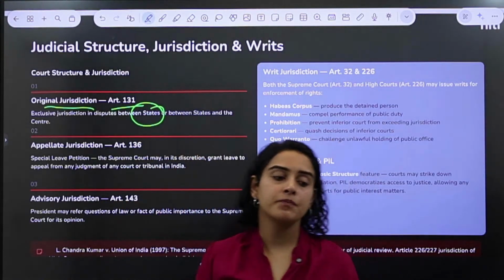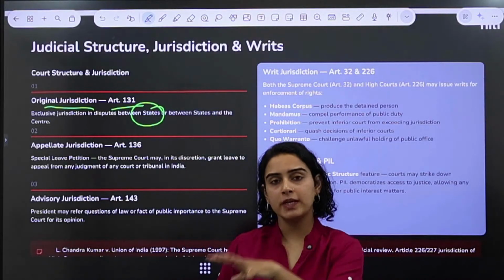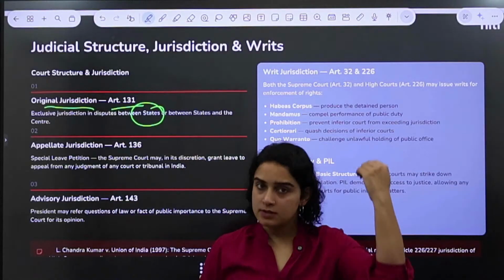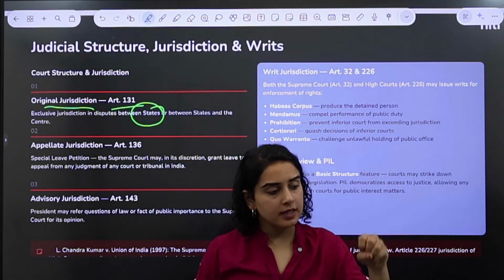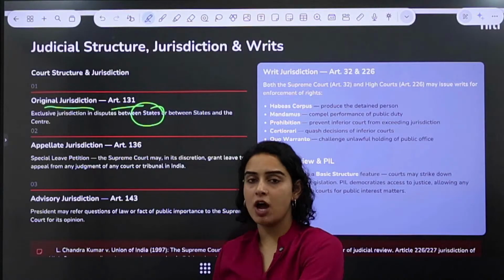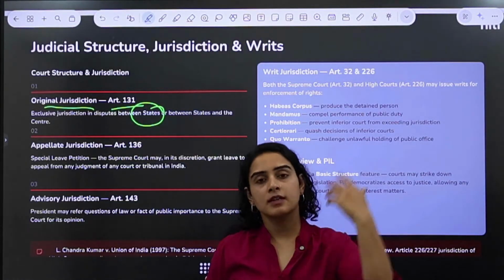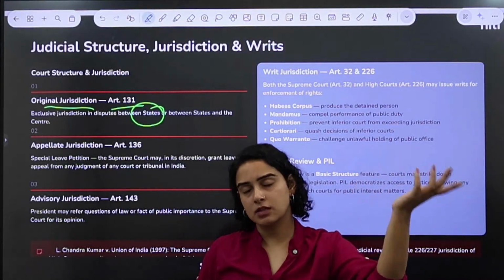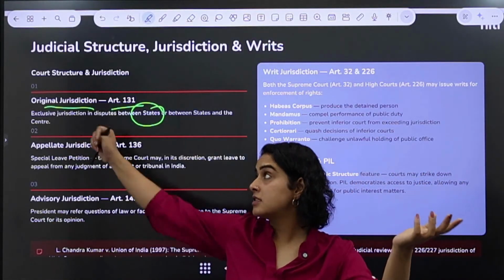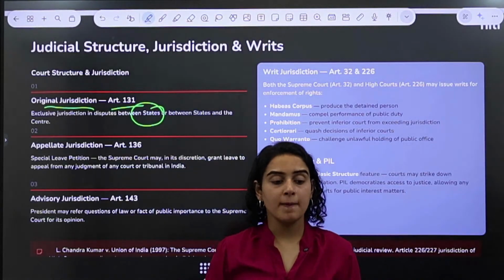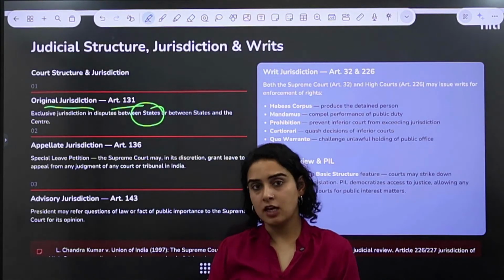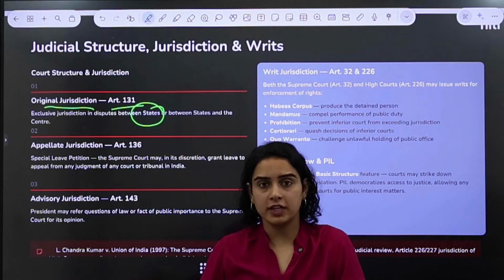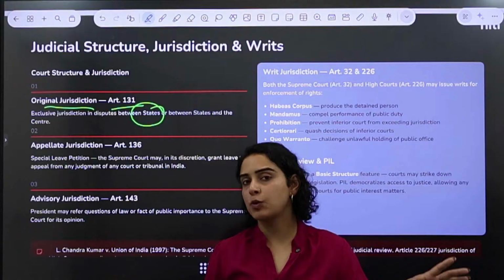For example, central government has a dispute with Delhi government. So in that case, who's going to hear the case? Supreme Court of India. Delhi government has a dispute with Punjab government. Two states, right? They also can directly go to the Supreme Court. The Supreme Court will hear the case. It has the original jurisdiction. Let's say state of Punjab and state of Haryana together have a dispute with state of Delhi or the Union of India. In that case, also the Supreme Court will hear the case.